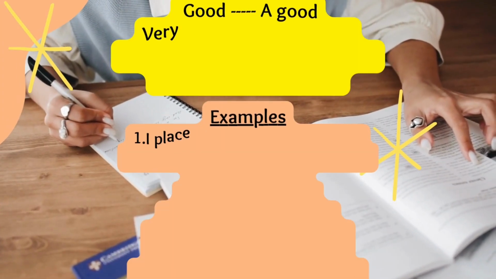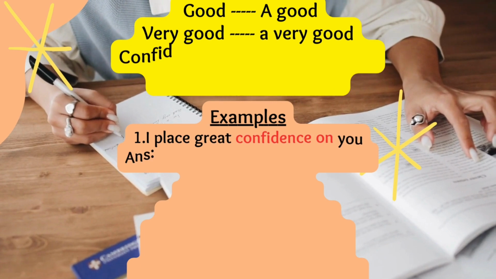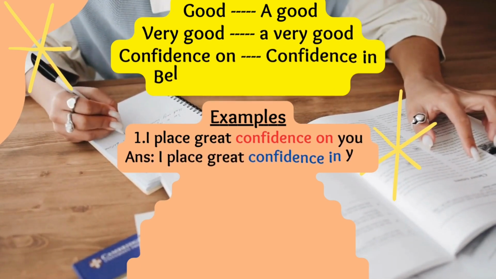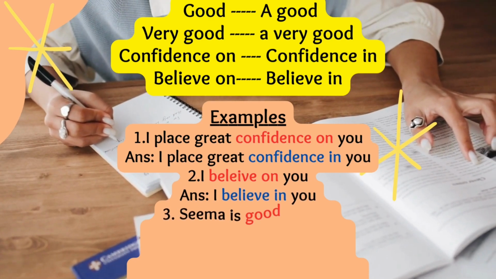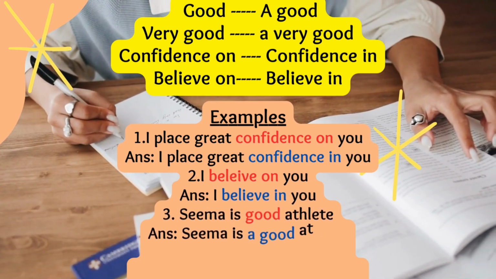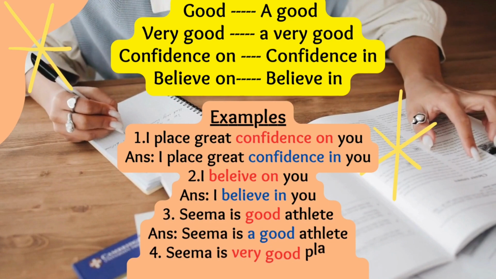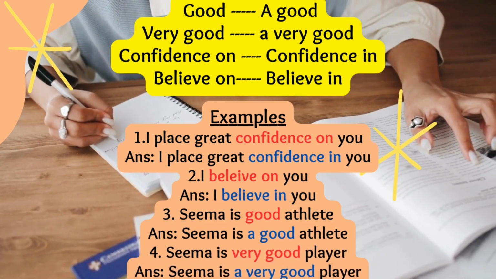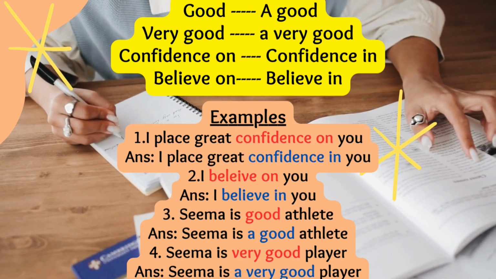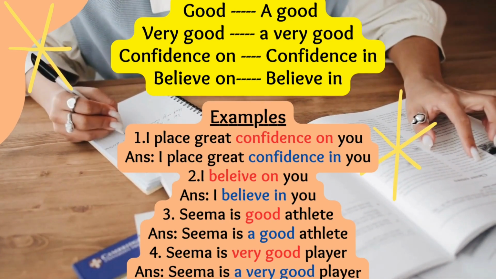Good should be replaced by a good. Very good should be replaced by a very good. Confidence on should be replaced by confidence in. Believe on should be replaced by believe in. Let us see examples. First one, "I place great confidence on you." Confidence on should be replaced by confidence in. Answer: I place great confidence in you.